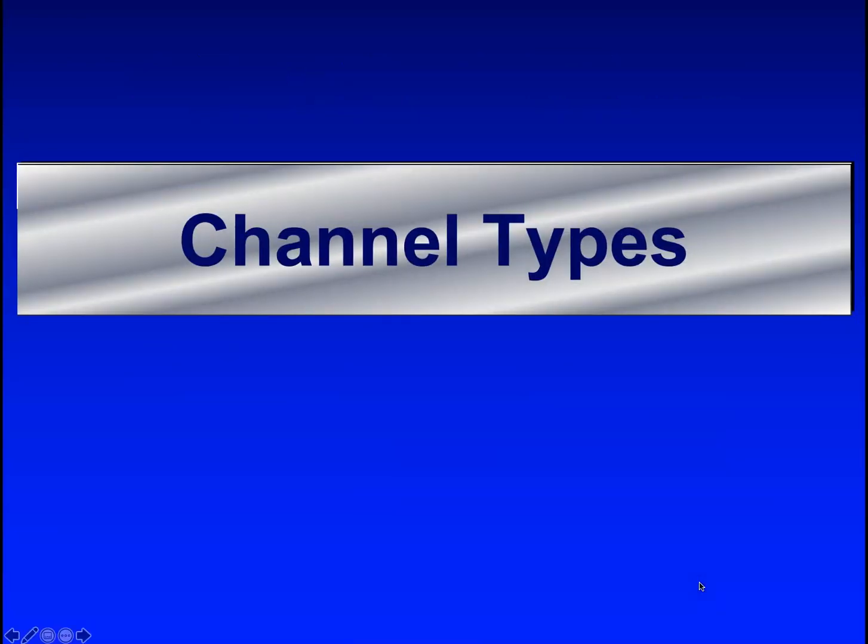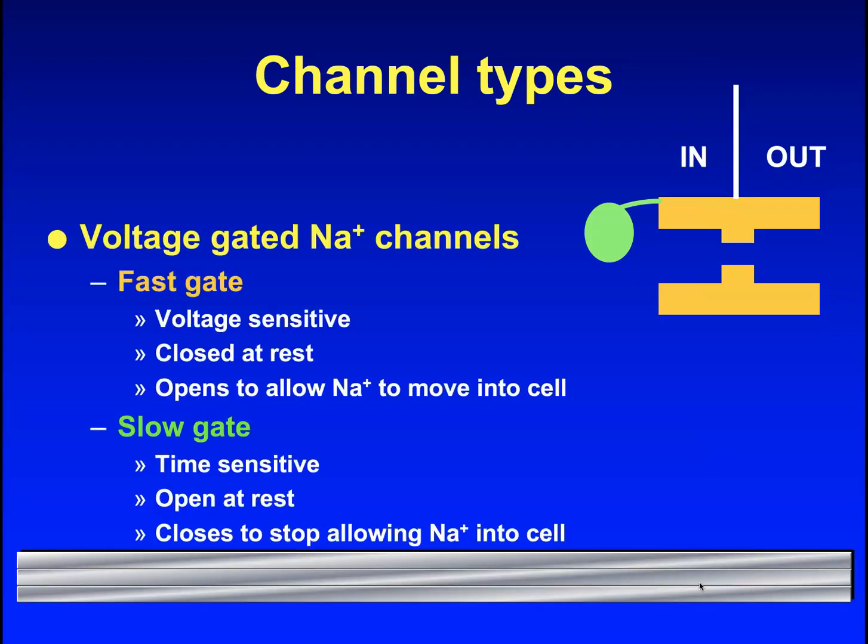So let's also review some channel types. Now we've already talked about the passive pores. Those aren't doing anything. Those are always open. They just are what they are. And sodium's going to rush in through the passive sodium pores, and potassium's going to rush out through the passive potassium pores. But let's talk about the voltage-gated channels. Two main types we'll talk about.